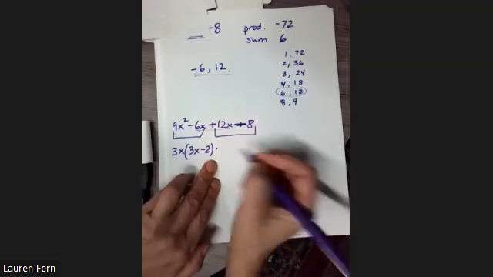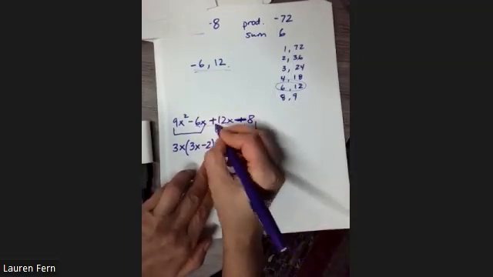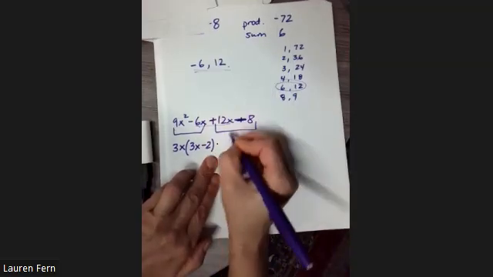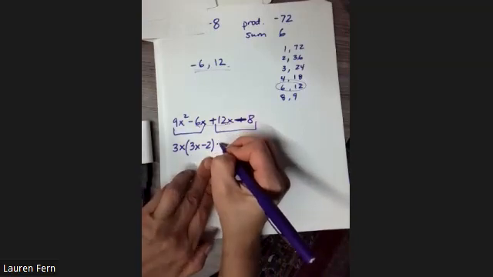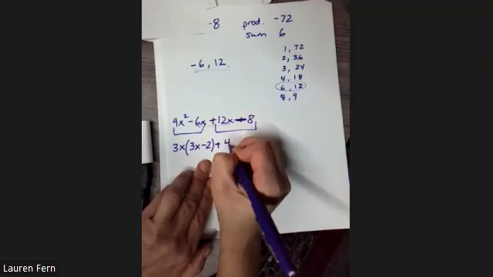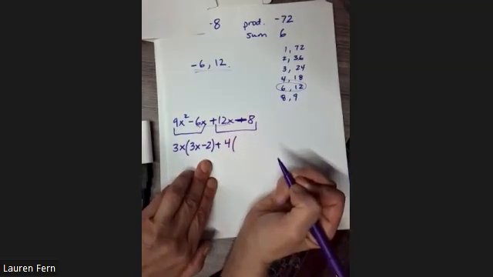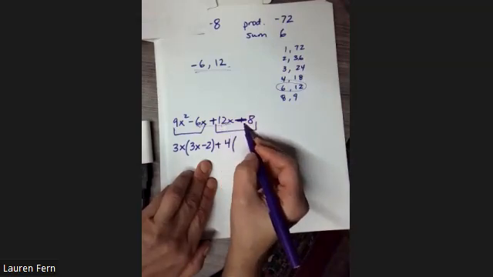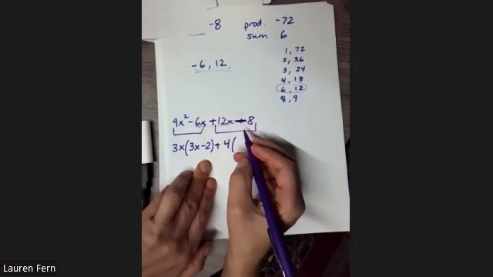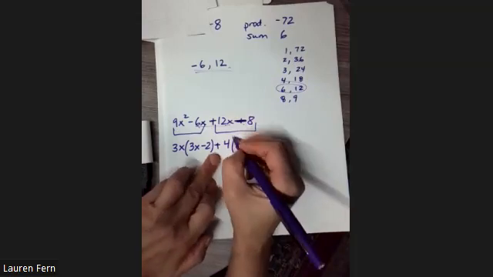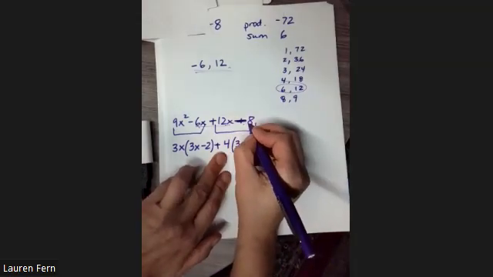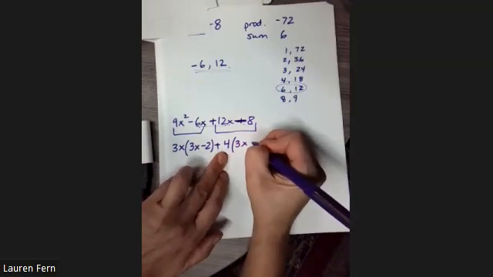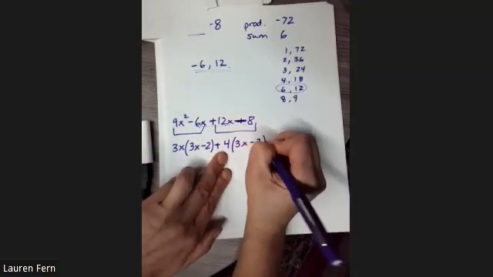Oops. Sorry, that's supposed to be plus. I can pull out what goes into 12 and 8. We got a 4. If I pull out my 4, what do I have left? Well, 12x over 4 is 3x, and -8 over a positive 4 is -2.